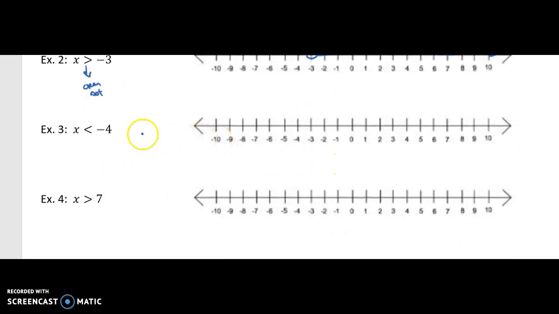All right, next one. X is less than negative 4. So this tells us we're going to have an open dot. So we're going to go open dot on negative 4. Since we're less than, we're going to go to the left. And x is greater than 7, right? This tells us we're an open dot. So we're going to go to 7 and put an open dot. And we want all the numbers that are greater than 7, which lay to the right. Okay, and that's how we graph these inequalities.